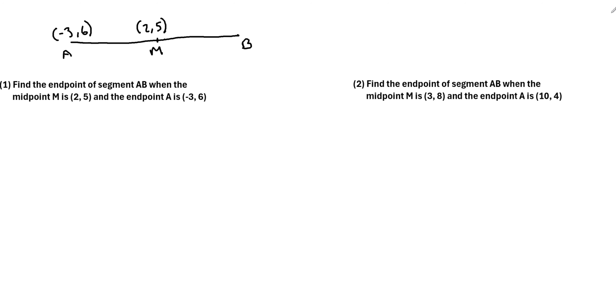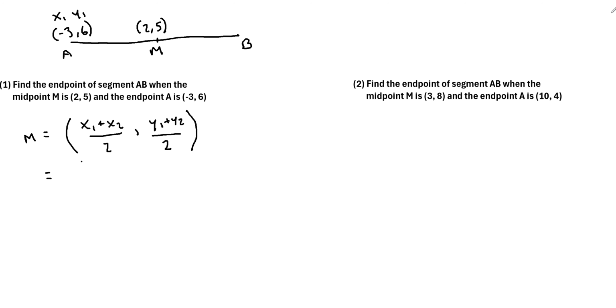So the way that we can solve this is we can write the midpoint formula. The midpoint of a line is defined as this: x1 plus x2 over 2, and y1 plus y2 over 2. So we know the coordinates of x1 and y1. That's our A right here. So we'll write x1 and y1. We also know the coordinates of M, our midpoint. So what we can do is plug in the values that we know. Let's go ahead and do that.